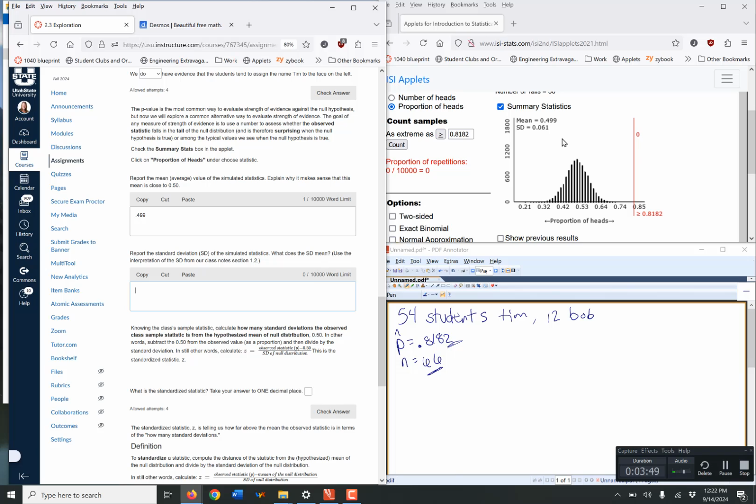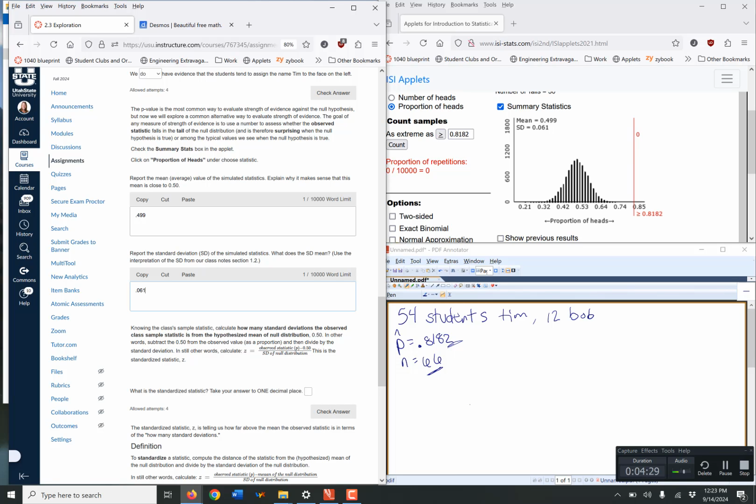Now report the standard deviation of the simulated statistics. The SD of all these possible sample statistics was 0.061. All I have to do is read it off of the simulation. Later we'll learn where this number comes from and why it makes sense. What does the SD mean? You can go to our class notes where it talks about what the standard deviation means. The standard deviation is our typical distance that the values are from the center. So for all these different sample proportions, the average distance they are from the center is about 0.061. It's just a way of telling you how far your data is from the center.